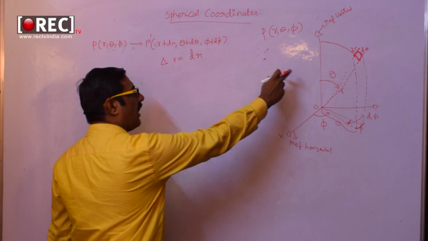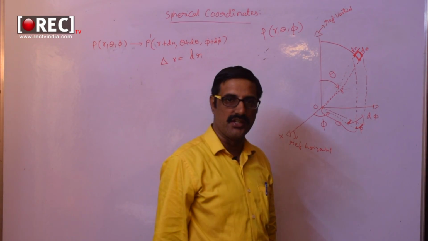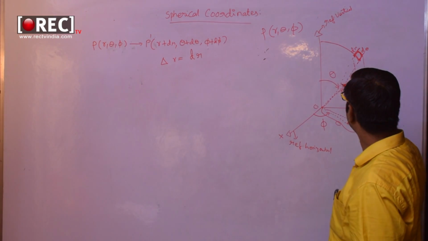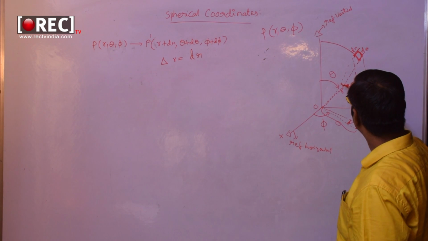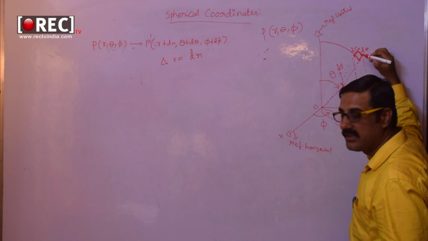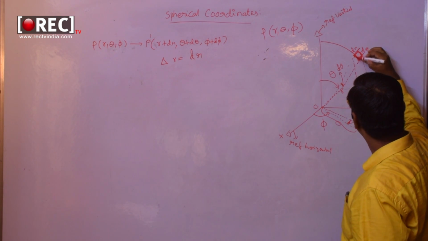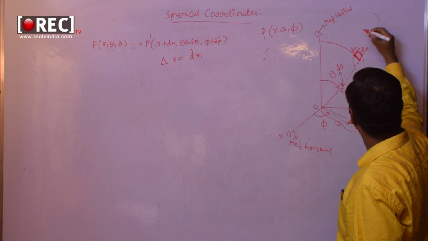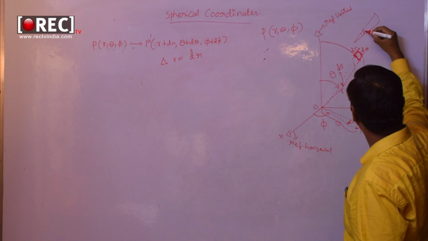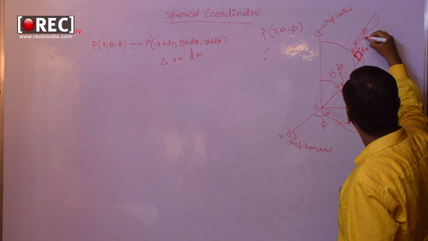Next, if we observe the increment in theta direction, where is theta here? This is the increment in theta. So this angle is the increment in theta. If this is d theta, the corresponding increment in length is this length. If you observe this length, it is an arc, and it is making an angle of d theta at the center, and this length is r.